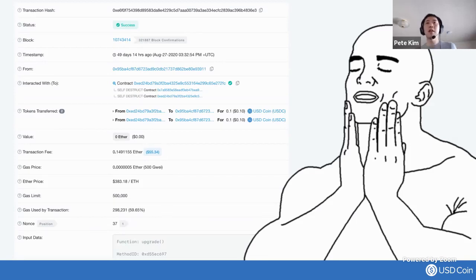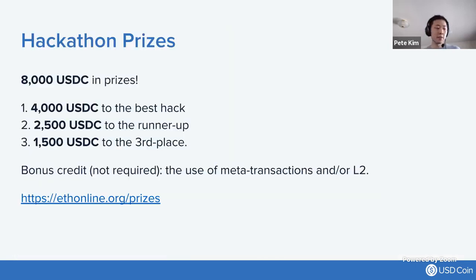And more importantly, we managed to upgrade a $1.4 billion financial product with zero downtime. There's no way you could do that with traditional money or in the traditional financial system. And that just shows how powerful this technology really is. And that's it. That's it for the talk.